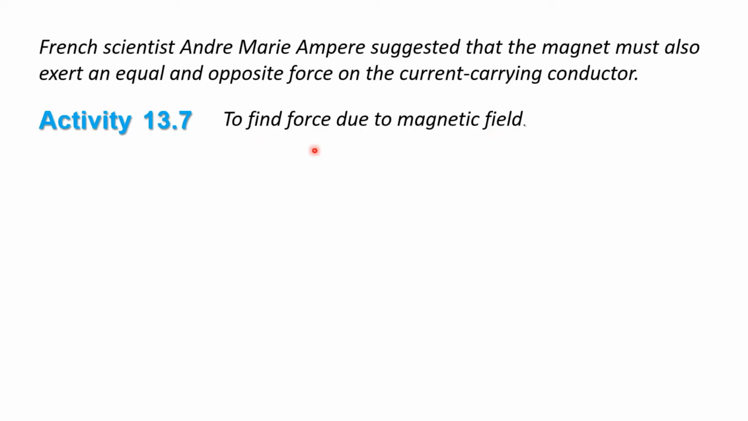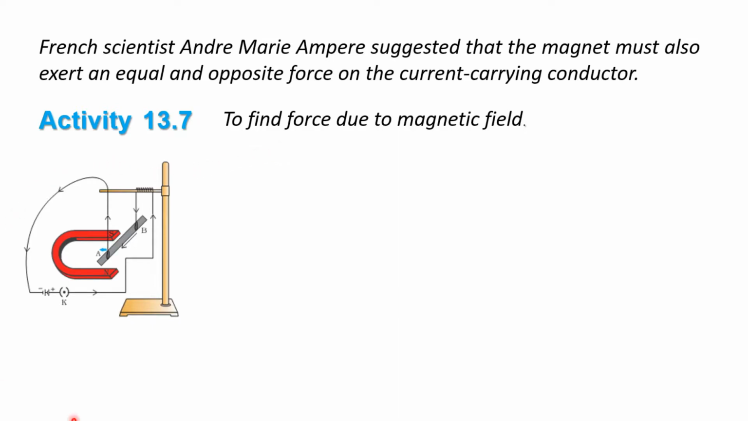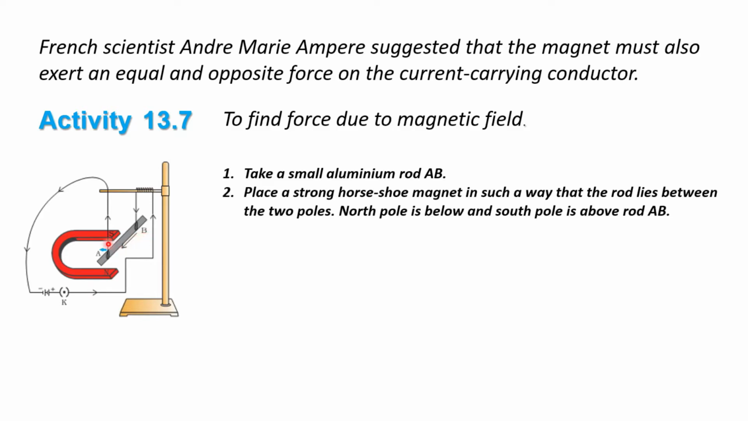What is the effect of magnetic field that we are going to study? This is the diagram for this activity. First thing we have to do is take a small aluminum rod AB. See, A is written to this side and B is written here. Place a strong horseshoe magnet in such a way that the rod lies between the two poles. See, North pole is below and the South pole is above the rod.